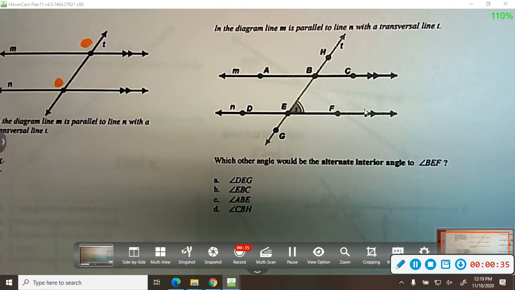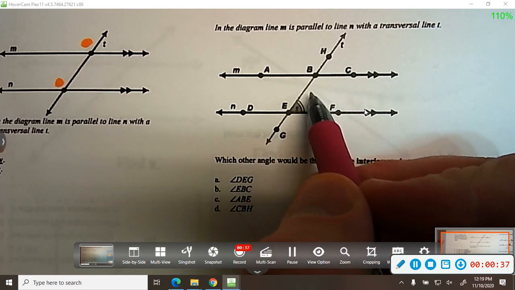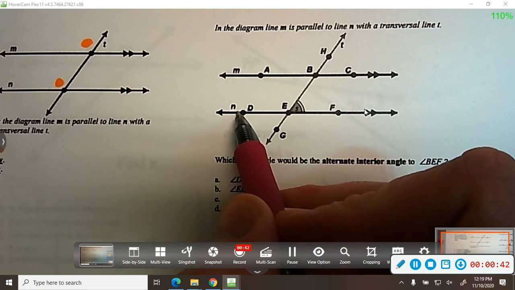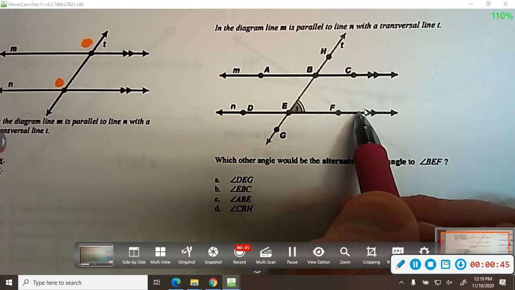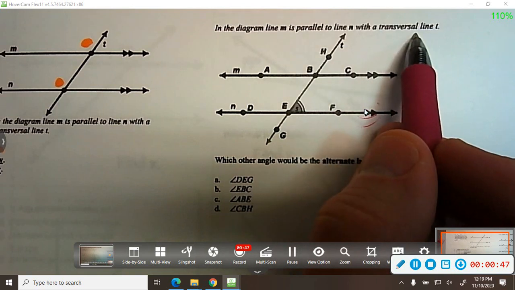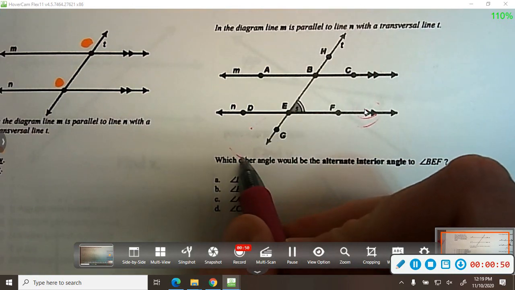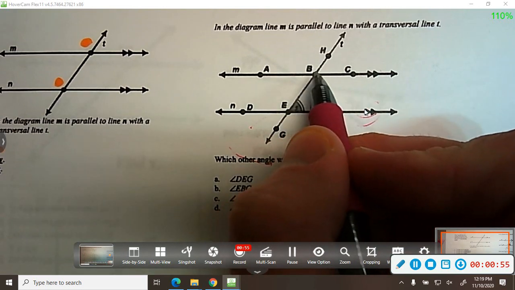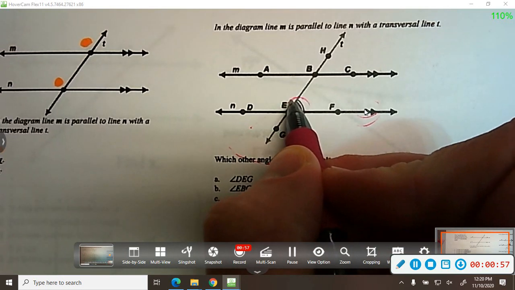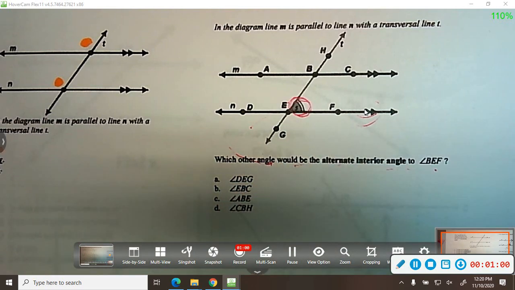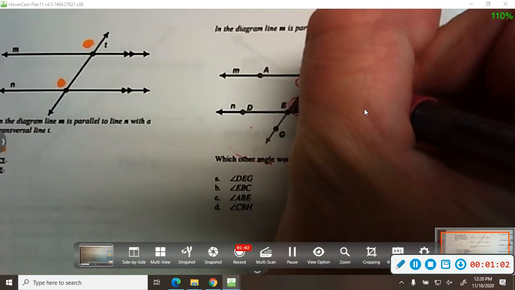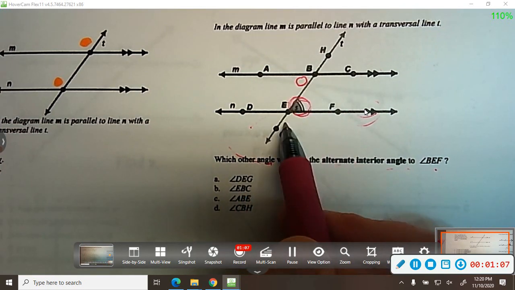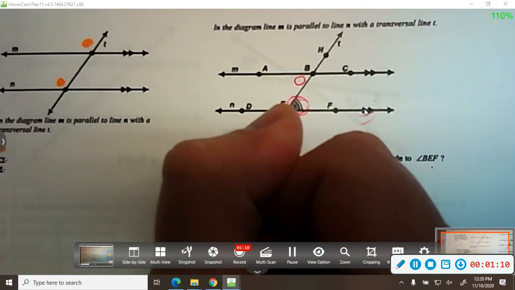In the diagram below, line M, here's line M, is parallel to line N, which I would have also known by the arrow symbols, with the transversal line C. So which other angle would be the alternate interior angle to BEF? Well, there's BEF, this one. So alternate interior would be this one. So that would be angle ABE.